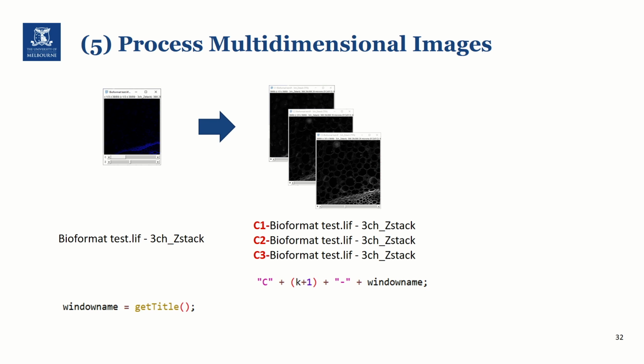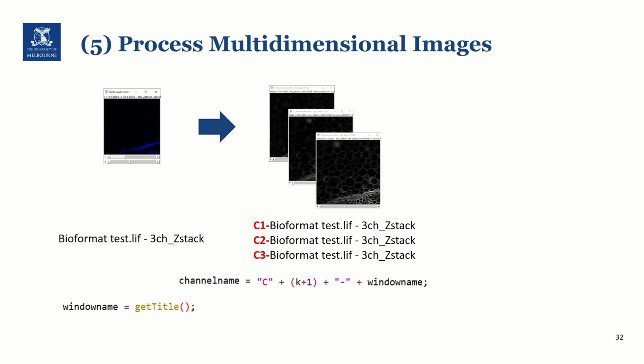For the channel number, we will start our channel loop with 0 with the counter as k, so we will also add 1 to the counter to make the first channel number 1. Then we will store this in the variable called channelName.